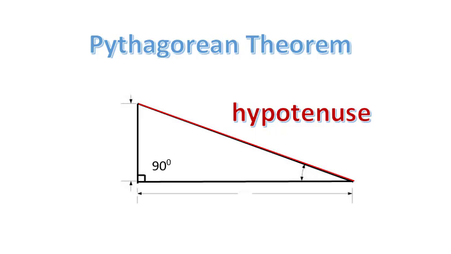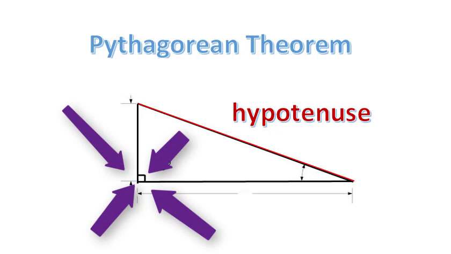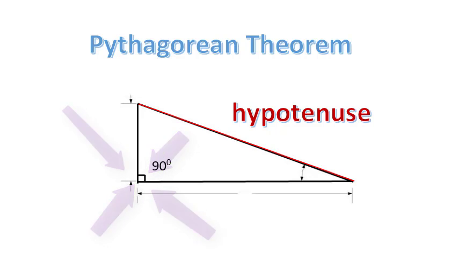The Pythagorean theorem works with any triangle that has a right angle, that is a 90-degree angle. The side opposite of the right angle is the hypotenuse. It is the longest side of the three-sided triangle. The other two sides of the triangle are just referred to as sides. So the hypotenuse is always opposite the right angle, and it is the longest side.